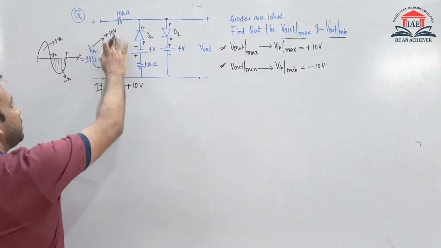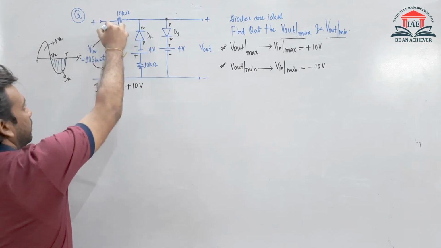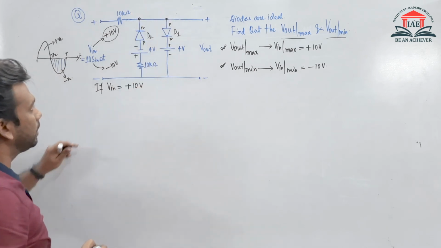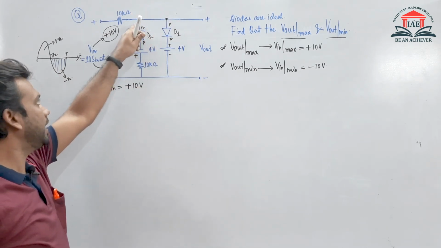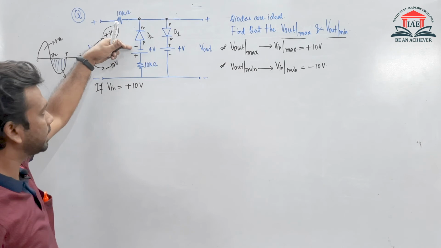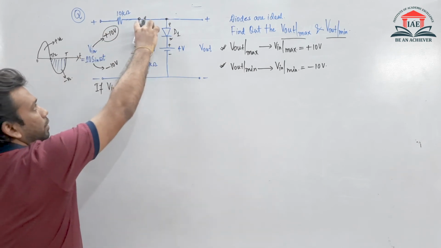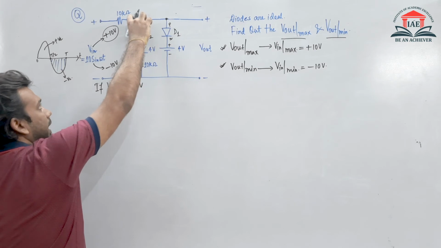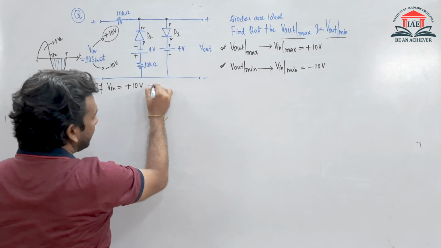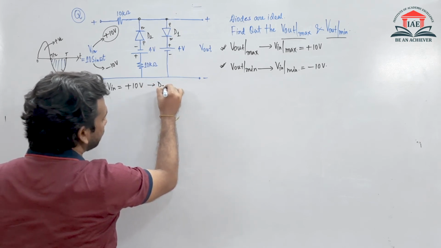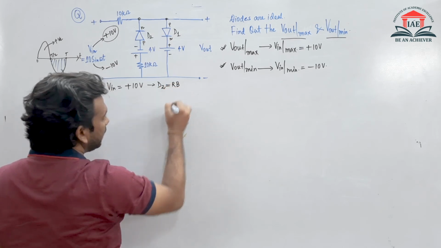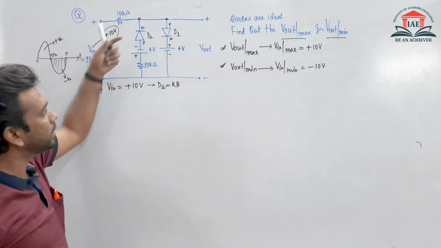If the input voltage is plus 10 here, then here is my output voltage, and here also is my output voltage. Now for this D2 diode, the N side has plus 10 connected and the P side has -4 connected. That means for this D2 diode, the N side is plus 10 and the P side is -4. So we can say that this D2 diode will be in the reverse bias condition. If it is in the reverse bias condition, it will be open circuit.